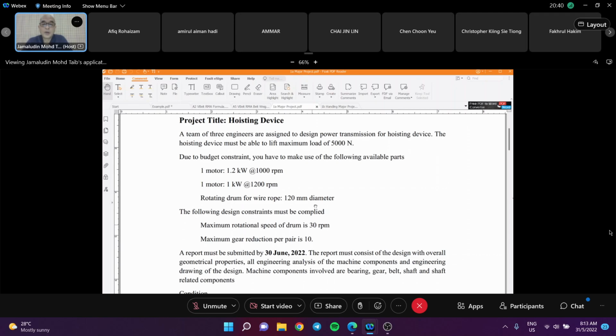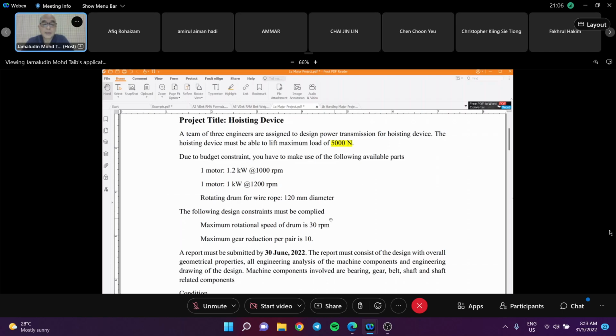The same thing here. It can lift a maximum load of 5,000. That means due to the safety factor, you can have more than that. For example, after you have designed that, you can end up with 6,000. That's fine. That means you give another 20% extra for safety factor. It should be higher than this.